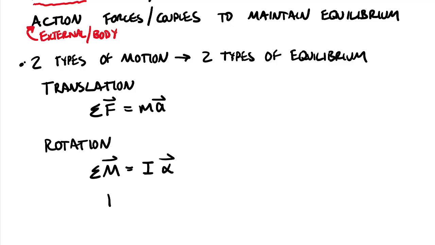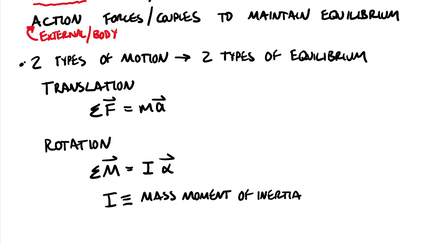For the rotational, I is defined as the mass moment of inertia, which you may have been exposed to in physics. It's fundamentally a body's resistance to rotation in this format. And then alpha is the angular acceleration, okay?